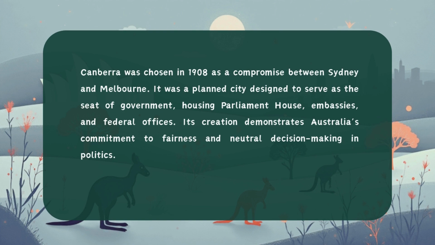It was a planned city designed to serve as the seat of government, housing Parliament House, embassies and federal offices. Its creation demonstrates Australia's commitment to fairness and neutral decision-making in politics.